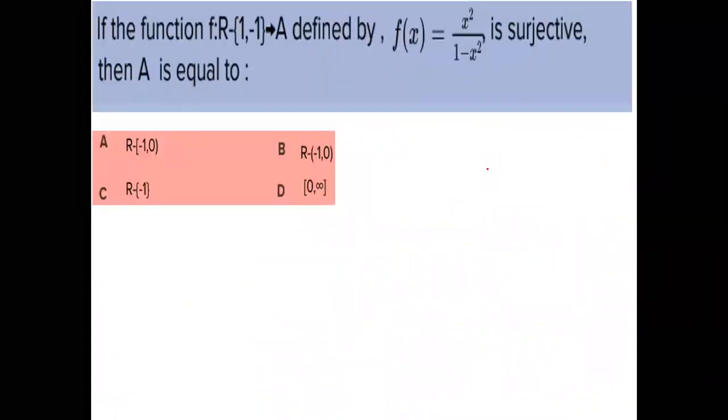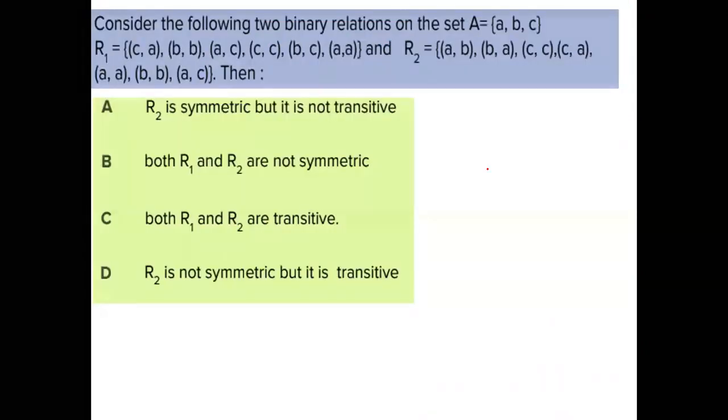Okay. If a function f from R to R, the domain is R except the numbers 1 and minus 1, defined by f of x is equal to x square by 1 minus x square. Okay, this question is a bit long. We'll solve some simple questions today. Okay, take this down. Consider the two binary relations on the set A.